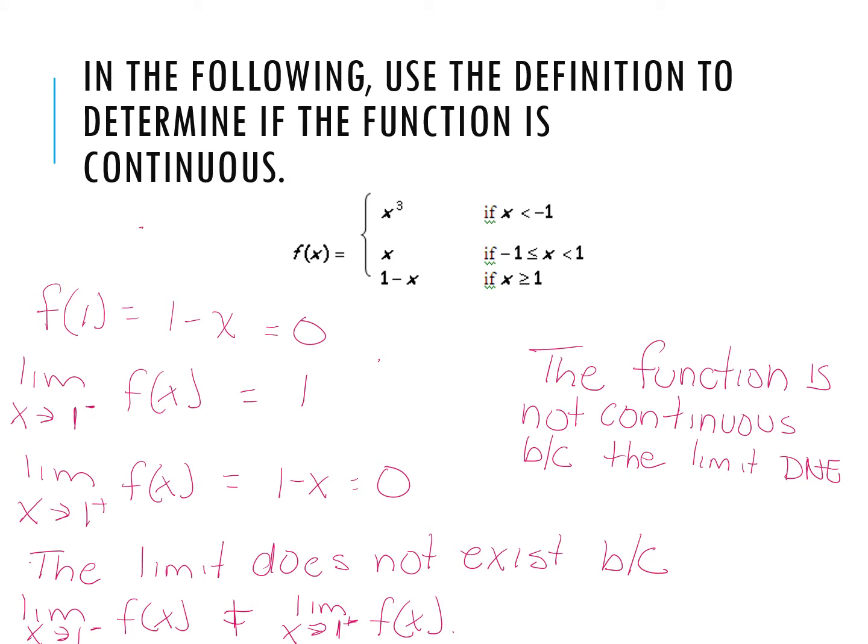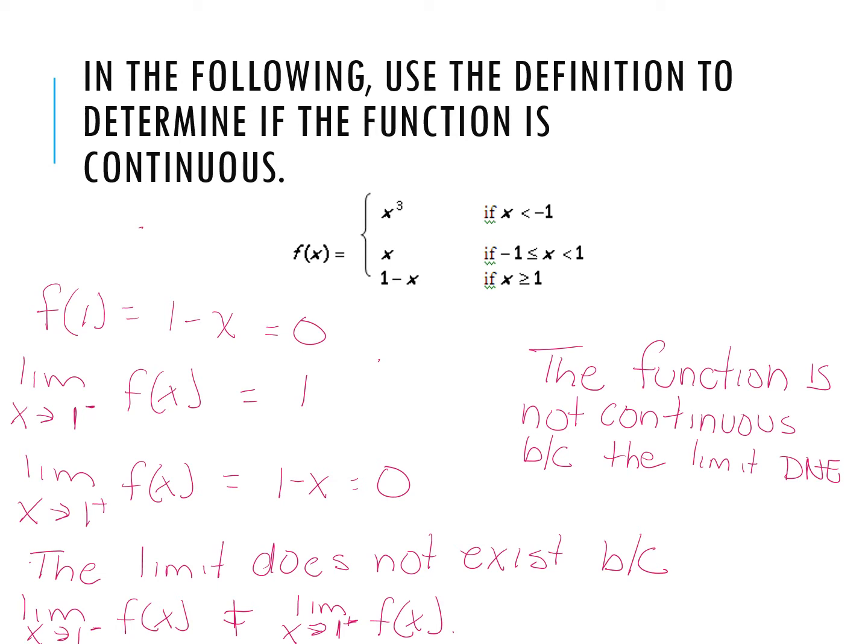Okay, welcome back. So what you should have found is that the function is not continuous at 1. Notice what I did was I found f of 1 was 0. Then I found the limit from the left and the limit from the right and decided that the limit did not exist because the limit from the left did not equal the limit from the right. Once I found that the limit did not exist, I did not have to go any further.